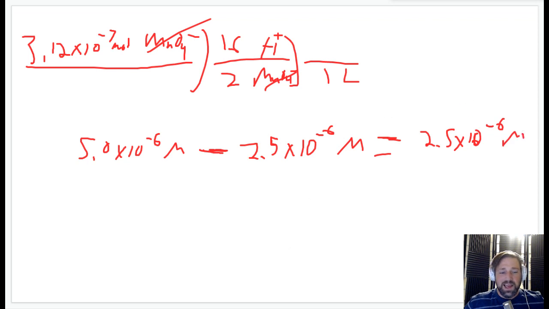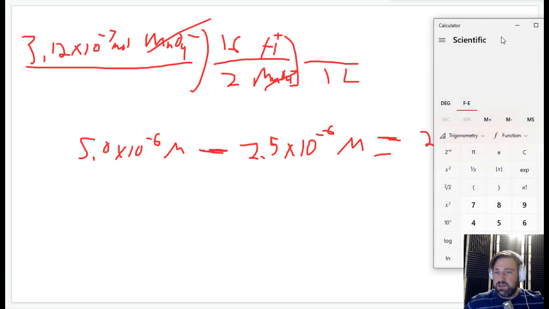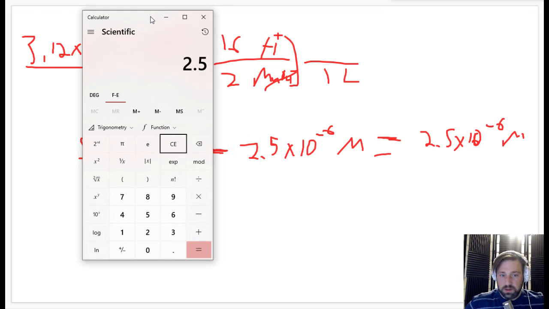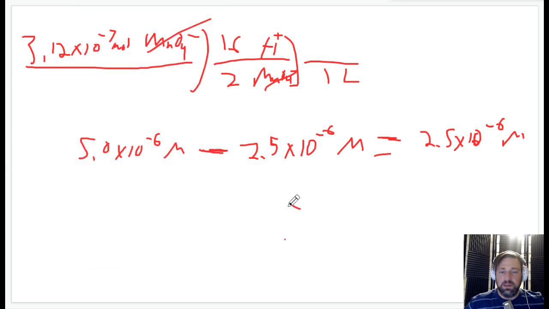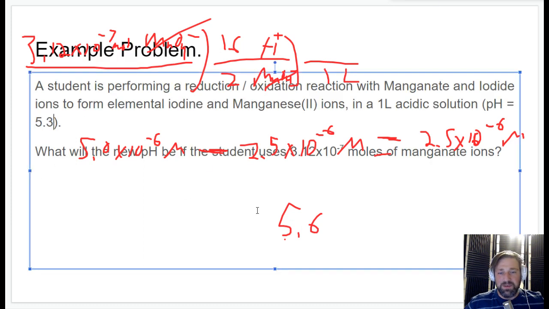All right. And to figure out the pH of this, what we need to do is take the negative log of this, and it's going to be 5.6. Cool. So it may not seem like a lot, but we went from 5.3 to 5.6 with this reaction. So we did change the pH. All right. So there's that.